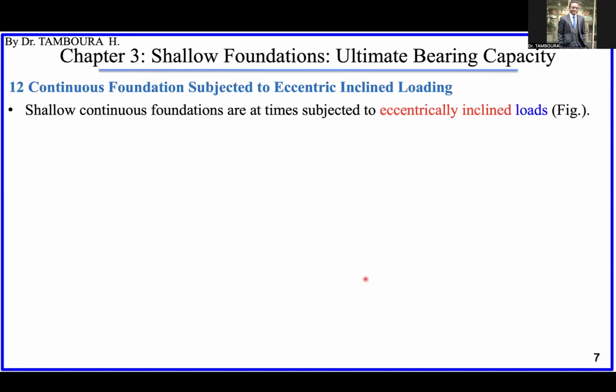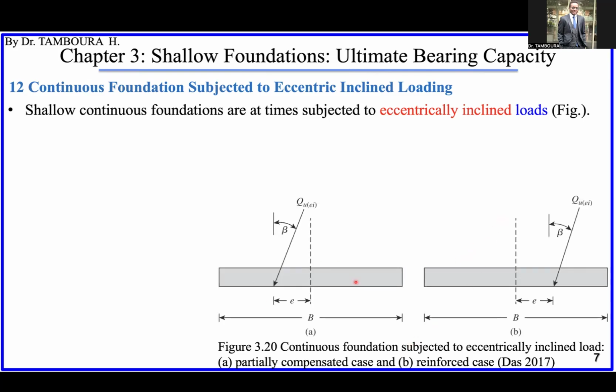So the last point. As I said, sometimes shallow condition, strip foundation, strip footing are sometimes subjected to eccentrically inclined load, like this figure is showing. We have two possible cases. I think you already know what this e, eccentricity, is for a and b. The middle of the foundation, this is our foundation, and B is the width of foundation. And you can see the middle of foundation is here.